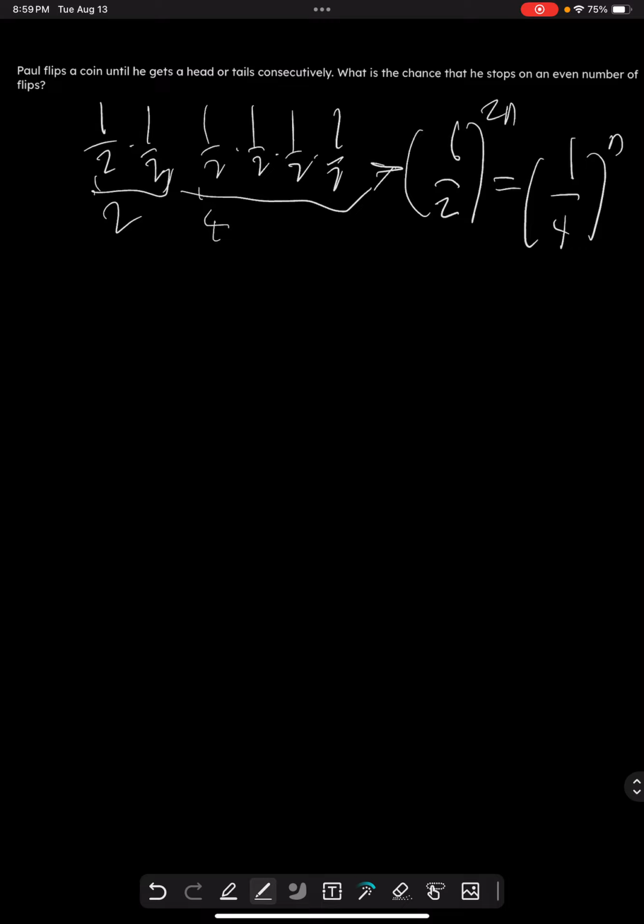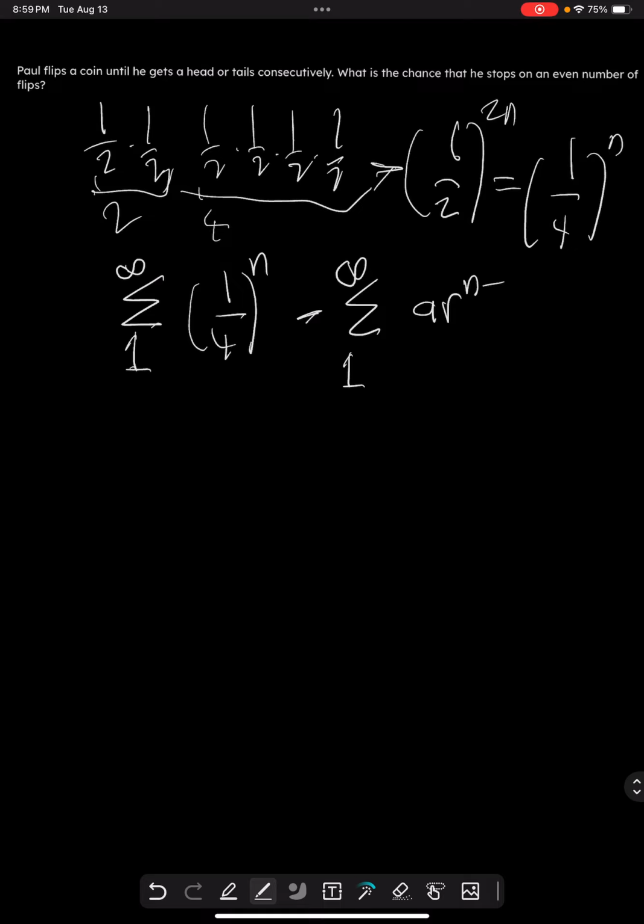And this is where the infinite sum comes in, because to get the probability of it being even, you have to do all the chances. And so you go from 1 to infinity of 1/4 to the n. And we actually can find what this converges to, because it's of the form the infinite sum from 1 to infinity of a times r to the n minus 1, and we know this converges to a over 1 minus r.